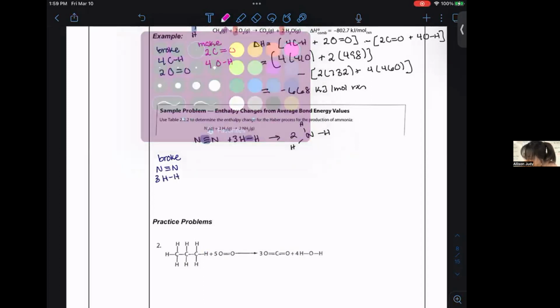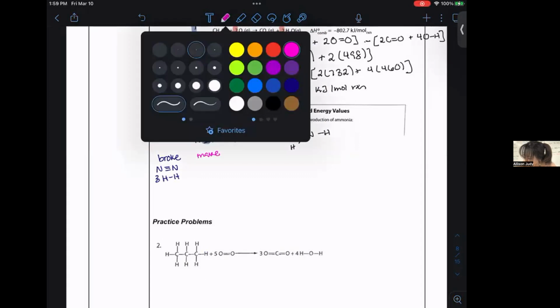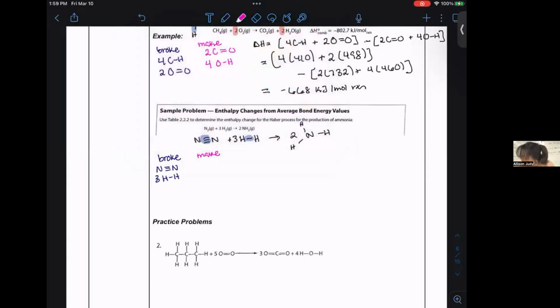And I make 3 times 2 NH bonds. So I make 6 NH bonds because I have 3 NH bonds in 1 mole of NH3, and I have 2 moles of NH3. So then I do my math, and I say that the enthalpy of the system is equal to the sum of my bonds broken, which is N triple bonded, plus 3 single bonded H, minus bonds formed, which is 6 NH.